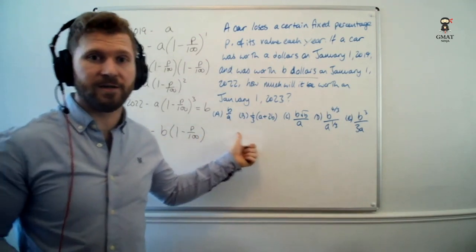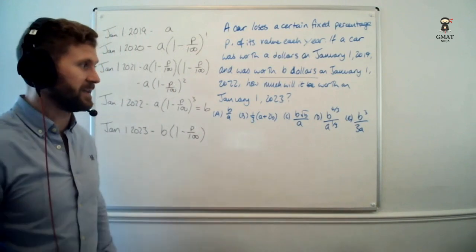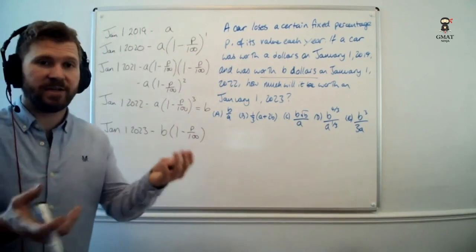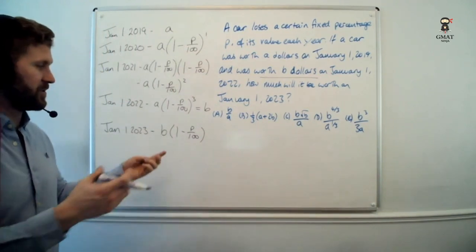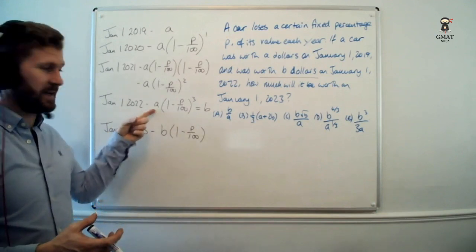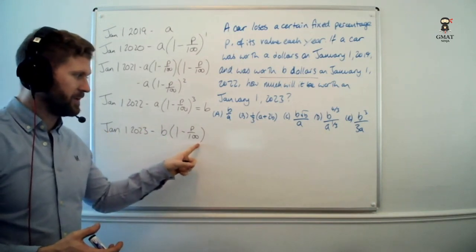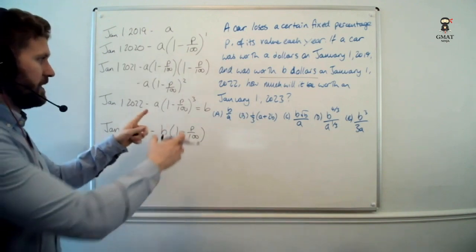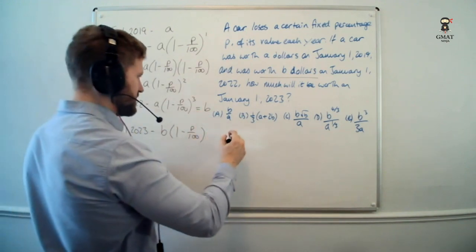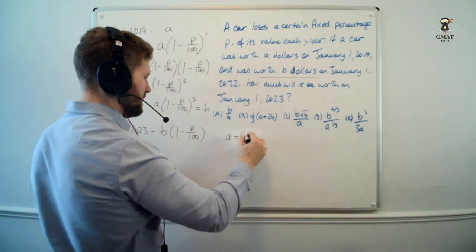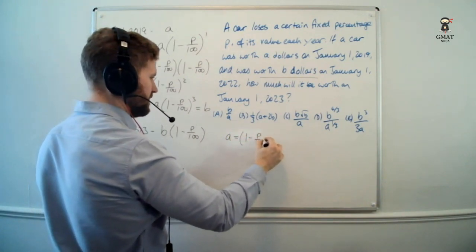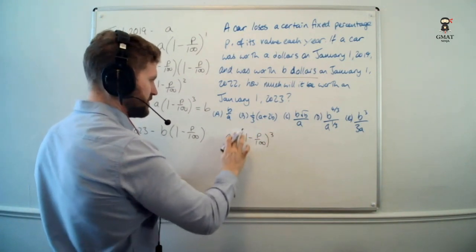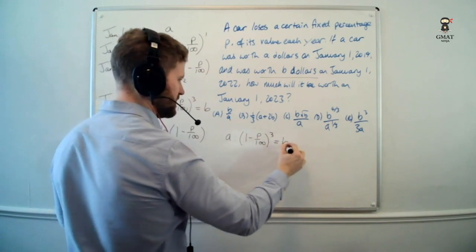But as we said at the start, none of the answer choices have any P values in them. They've all got variations of A's and B's. So I've got two equations, and I'm going to have to use those to get rid of the 1 minus P over 100 in this final one and see what I end up with. So if I take this value from January the 1st, 2022 and say that A times 1 minus P over 100 cubed is equal to B.